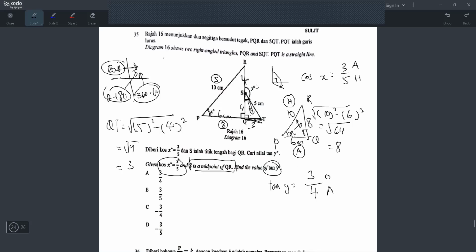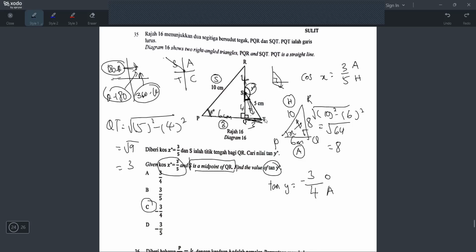Make sure you look at this. Your y is in which quadrant? Quadrant 2. So you still have to consider whether it is positive or negative. So this one, all positive, sine positive, tangent, cos: add sugar to coffee. So in quadrant 2, only sine is positive. That's why you have to add negative here. So the answer should be C.